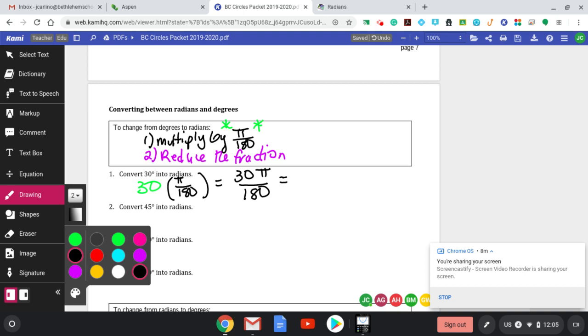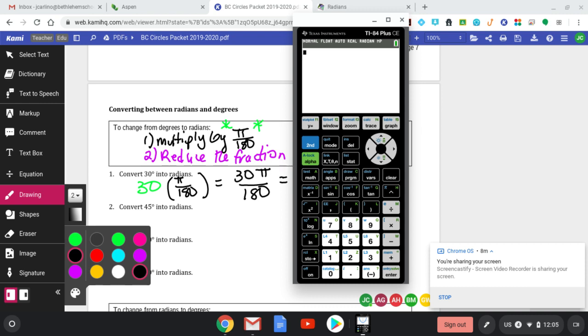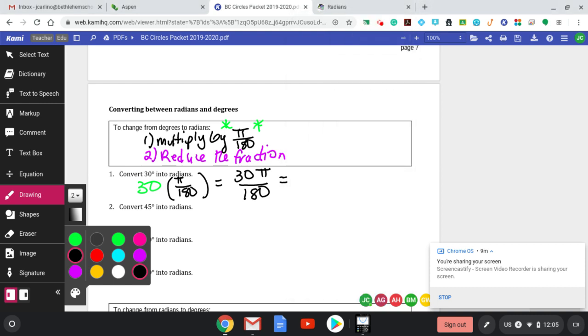What does 30 over 180 reduce to? You don't even have to think about it, guys, because your calculator reduces fractions for you. You can just type in as a fraction 30 over 180, and it'll come up 1/6. If it doesn't, you hit your math, choice 1, turn it into a fraction, and it'll be 1/6 for you. So 30 degrees as a radian is 1 pi over 6, or if you want to put pi over 6, that's fine. That's how we're going to turn degrees into radians.